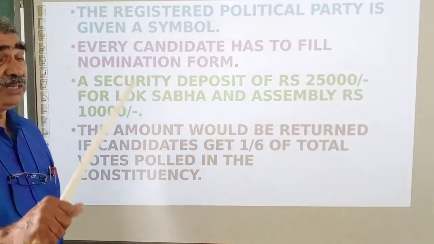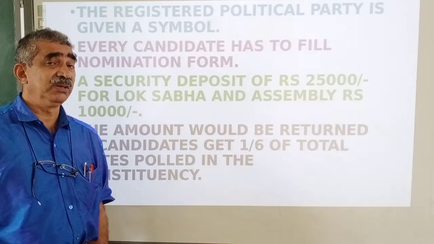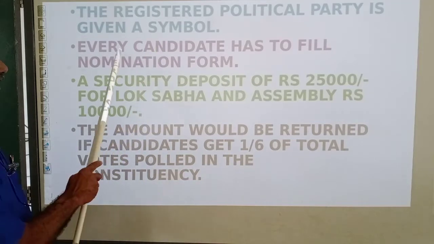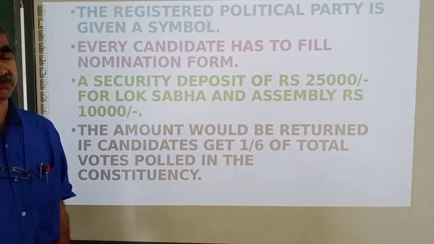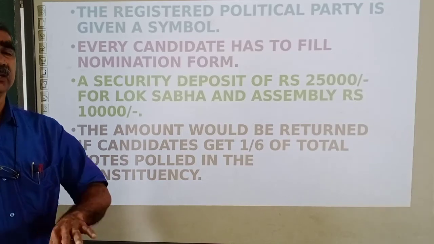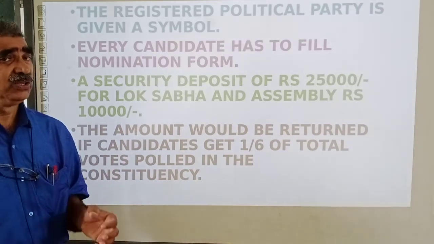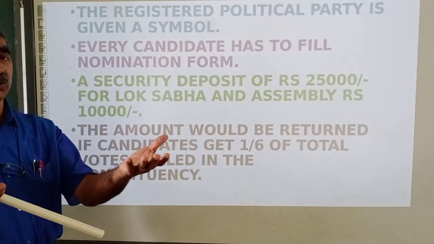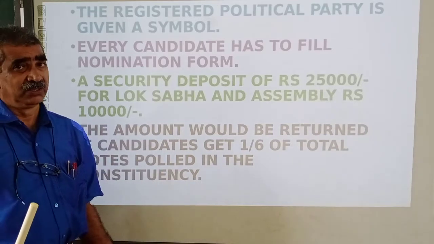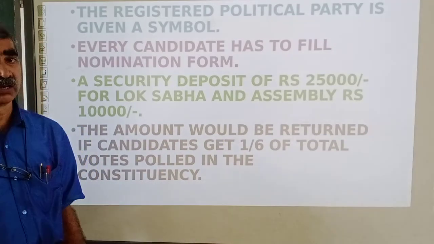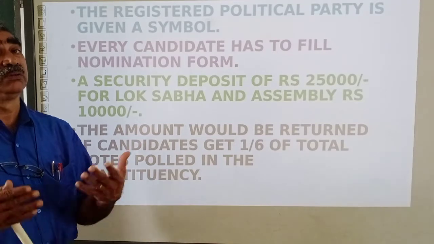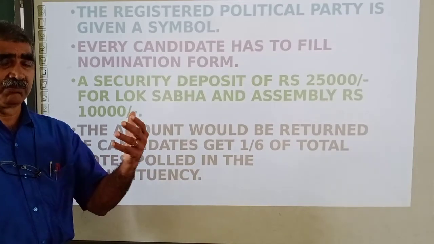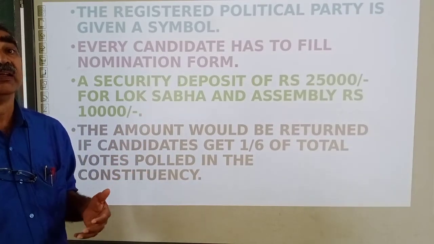So those parties have been registered with the Election Commission. And since the party is registered, every candidate has to fill a nomination form. Whether you are a party candidate or an independent candidate, you have to fill a form. You might have seen during election time the candidates going and giving the nomination paper to the election officer. Usually the district collector is the election officer in the district. He will verify, and he will publish the list of eligible candidates who can stand.